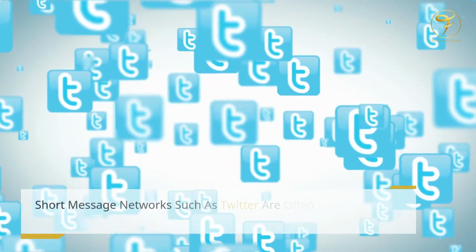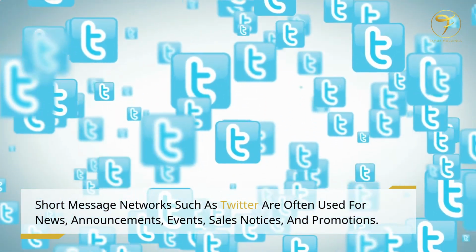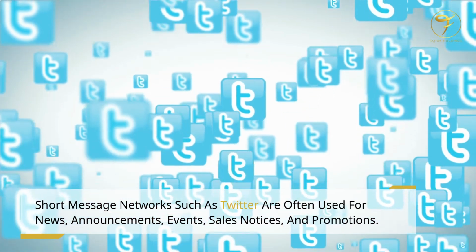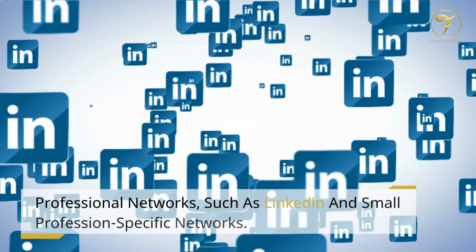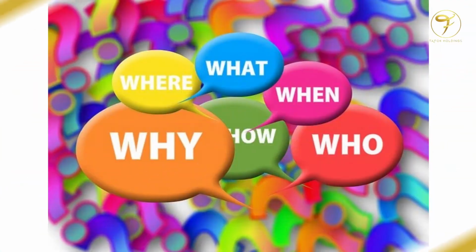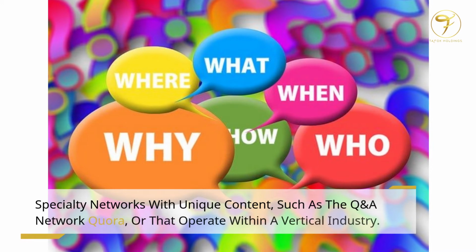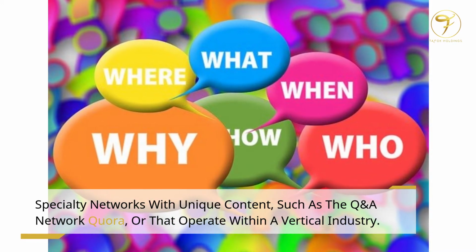Short message networks such as Twitter are often used for news, announcements, events, sales notices, and promotions. Professional networks, such as LinkedIn and small profession-specific networks. Specialty networks with unique content, such as the Q&A network Quora, or that operate within a vertical industry.